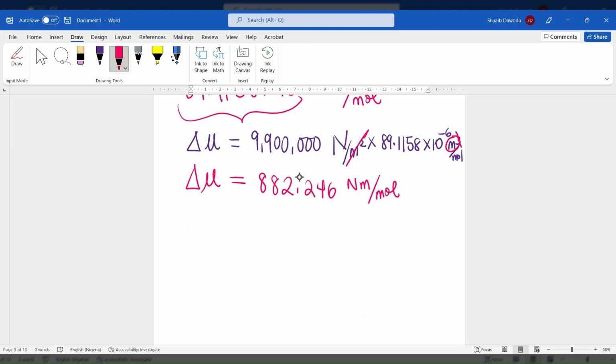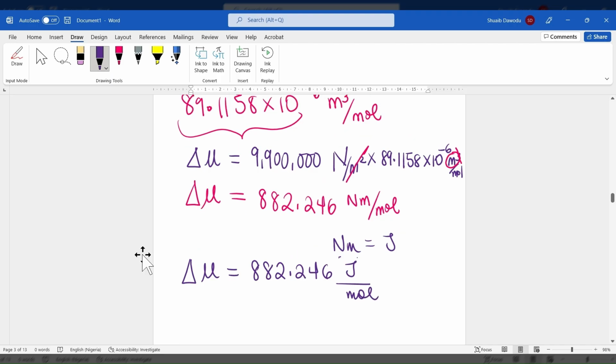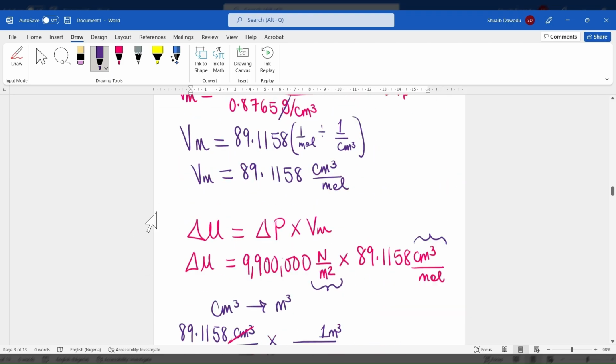Now, this is our answer, but of course, we have to fine tune it a little bit. Let's not forget that Newton meter is the same thing as joules. Newton is the formula for force, meter is the formula for distance. Force times distance is work done. Work done unit is also joules because it's also a form of energy. So we can rewrite the change in chemical potential to be 882.246 joule per mole.